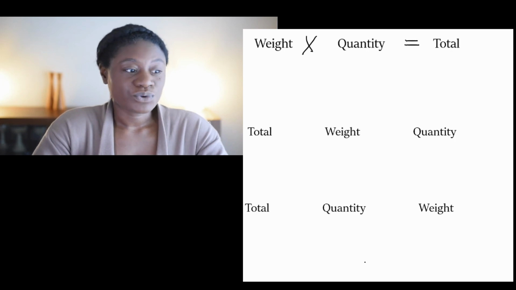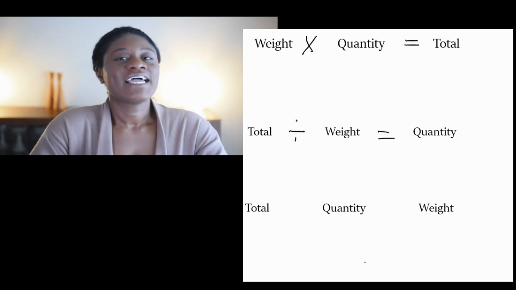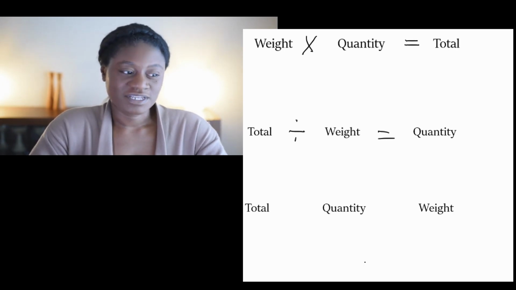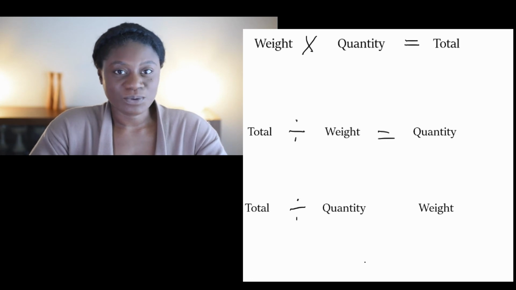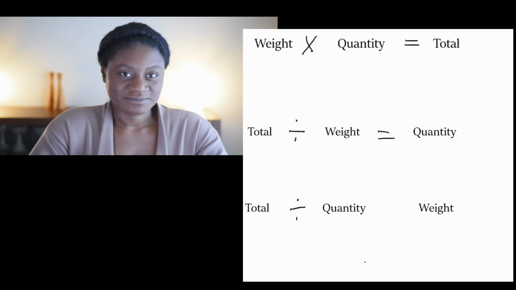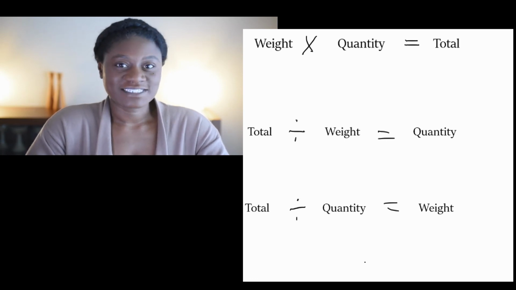And if you have the total and the weight, you'll be able to solve for the quantity by using division. The total divided by the weight will equal the quantity. And if you have the total and the quantity, you'll be able to solve for the weight of each item by dividing as well. Total divided by quantity will equal the weight. Now I hope you'll be able to take this information and solve the problems.